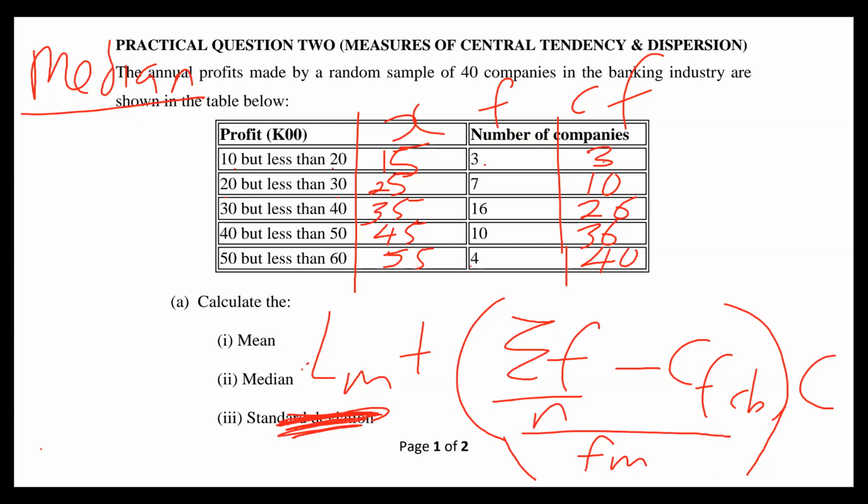Then the summation of F, this is the addition of total frequency, divided by N. N is the sample size. Sorry, you divide by 2. This should be divided by 2. And then CF, this one is the cumulative frequency for the class boundary, that is before the class of the median, right? Before the median class.